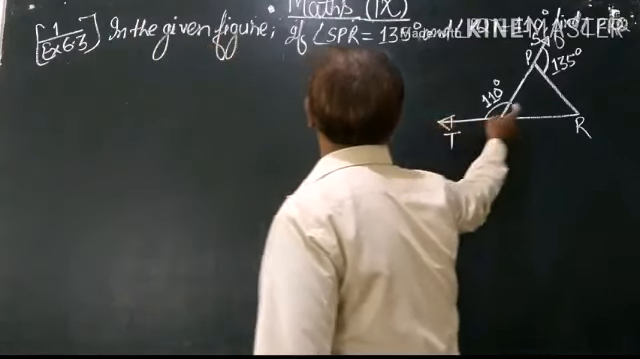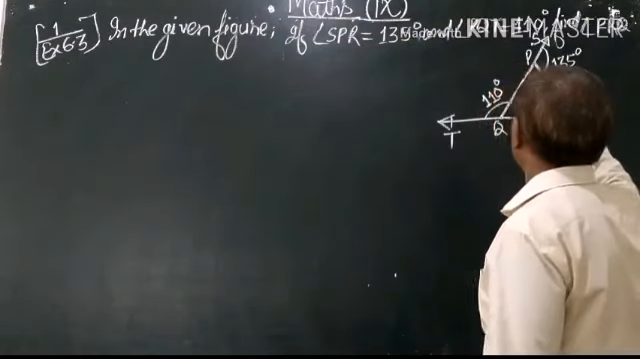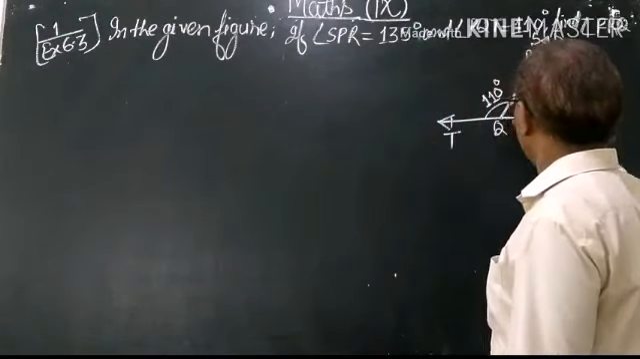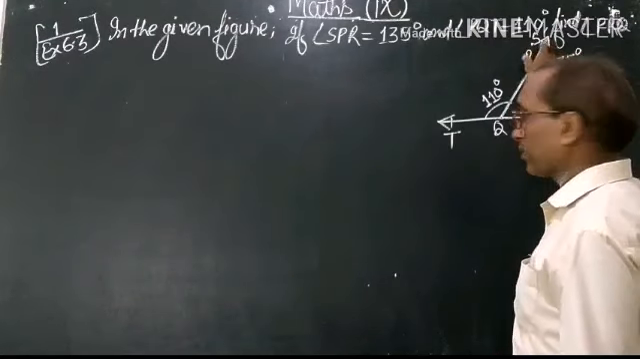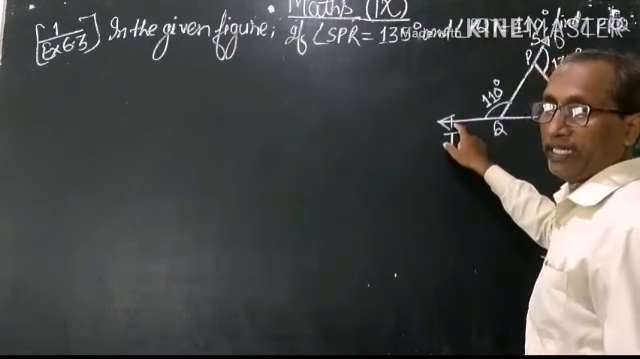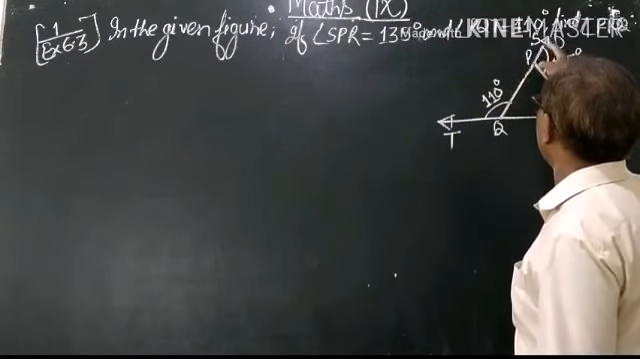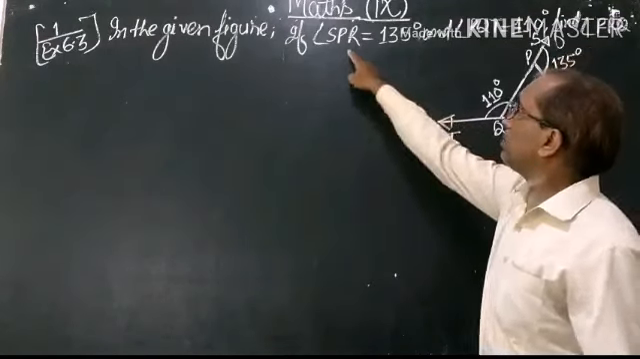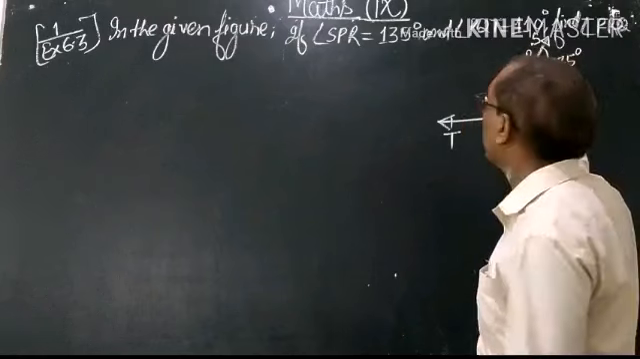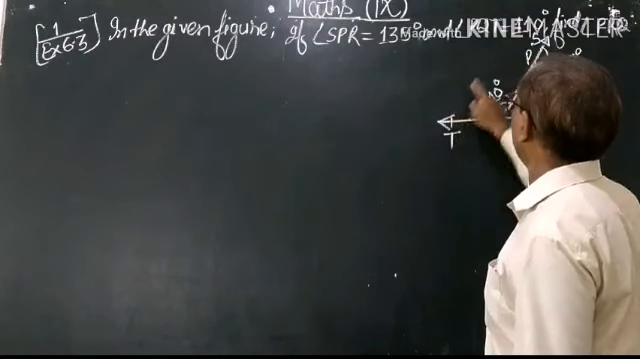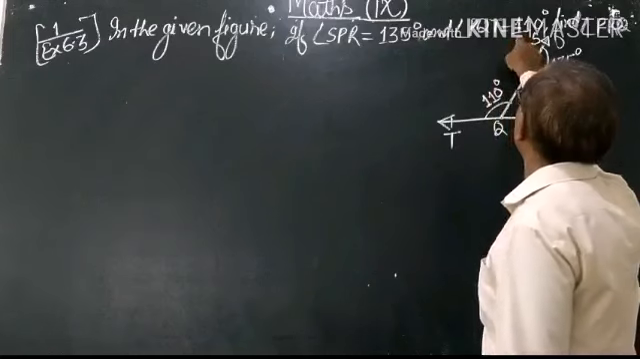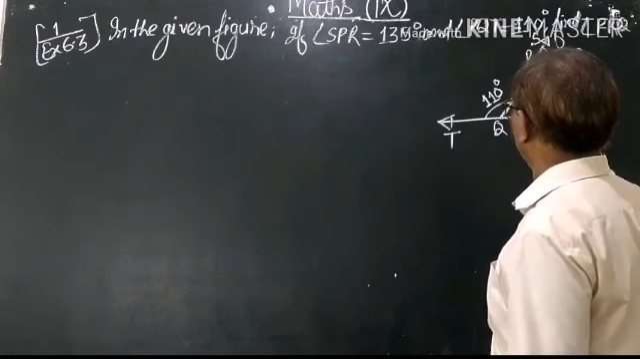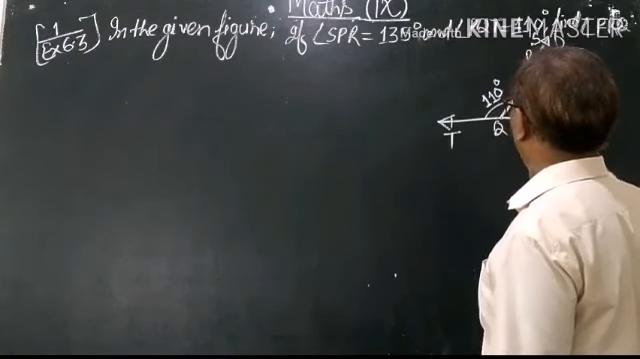In the given figure, triangle PQR, QP is produced to S and RQ is produced to T. Angle SPR is equal to 135 degrees and angle PQT is equal to 110 degrees. Find angle PRQ, meaning find out this angle PRQ.